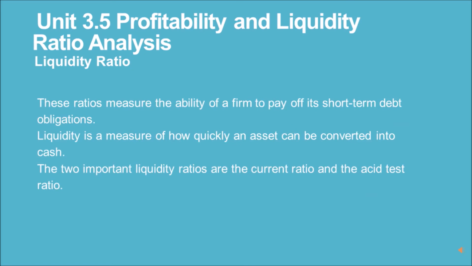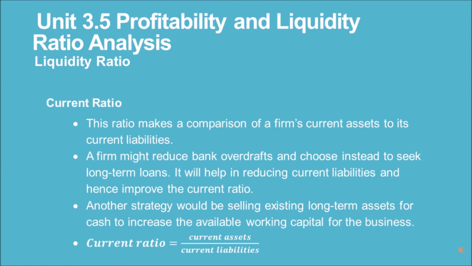Liquidity ratio. These ratios measure the ability of a firm to pay off its short-term debt obligations. Liquidity is a measure of how quickly an asset can be converted into cash. The two important liquidity ratios are the current ratio and the acid test ratio. Current ratio. This ratio makes a comparison of a firm's current assets to its current liabilities.